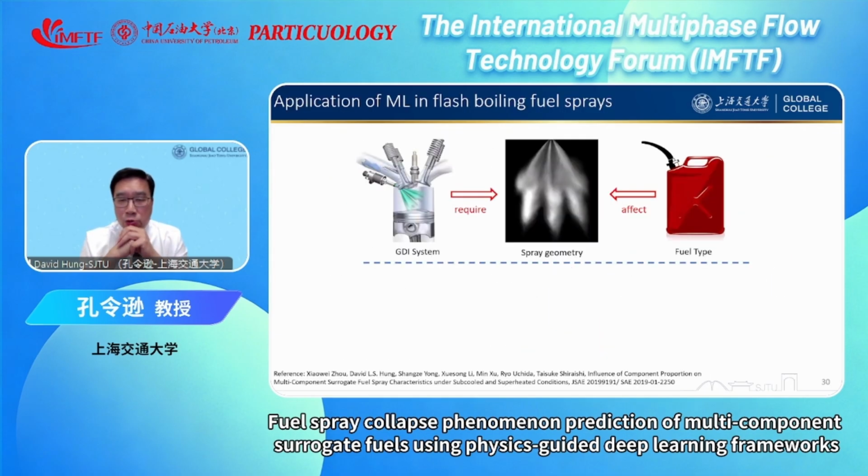Now, let's look into a further geometry. Our challenge is that in an actual fuel, the fuel is very complicated, and we don't even know how many components are there. The spray geometry is highly dependent upon the fuel type that we have.